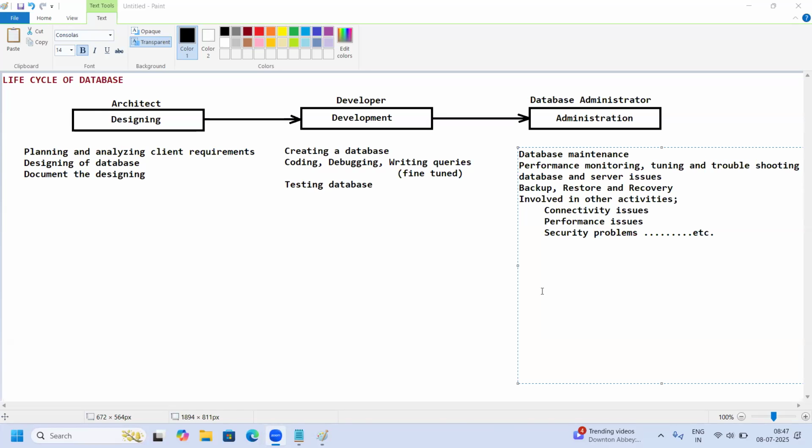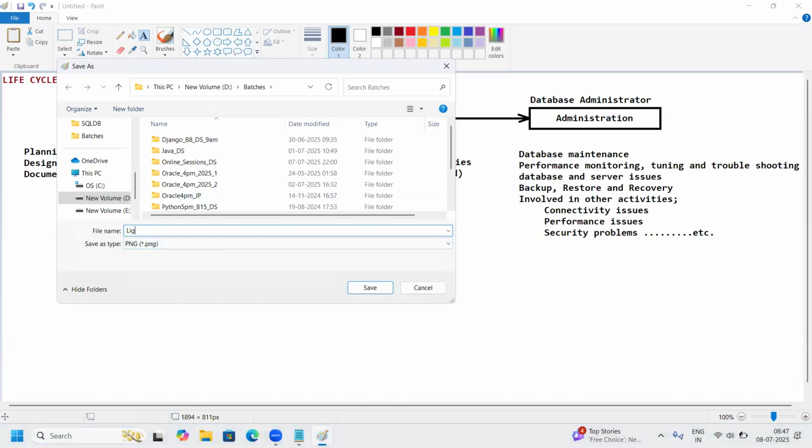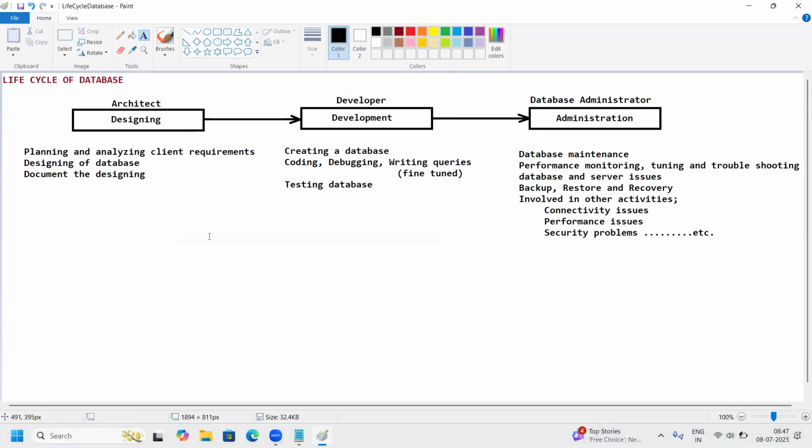This is how the life cycle of a database goes: designing to development, development to administration. If designing is correct, development goes correctly. If development goes correctly, administration will be properly maintained. If designing has an issue, development will create issues. Because it is not properly developed, the DBA has to face those consequences. This is what you call the life cycle of a database. Yes, let me save this also as life cycle database.